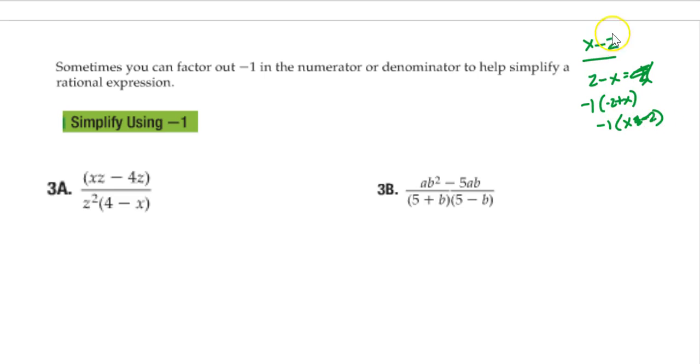Right? So now these match, you cancel them out, and you get 1 over negative 1. That's the trick of factoring out a negative. You pull a negative out, it switches the signs, and you're good to go. So let's look at this example here.